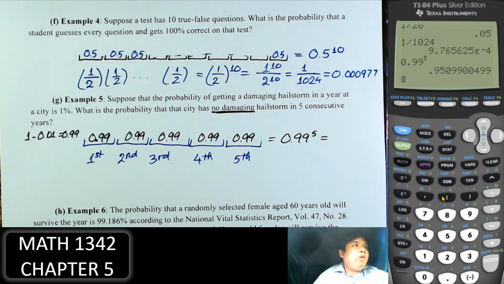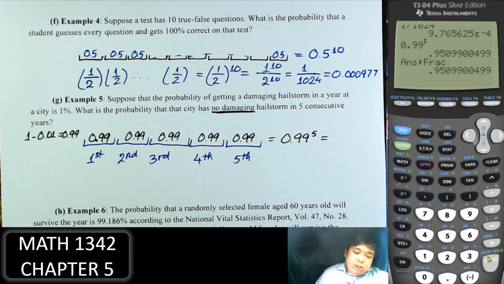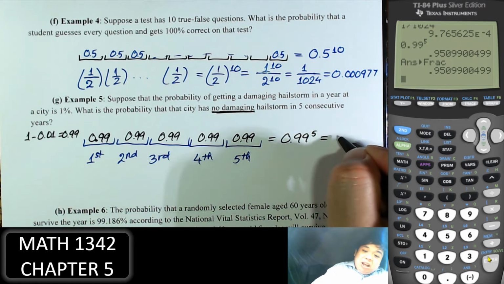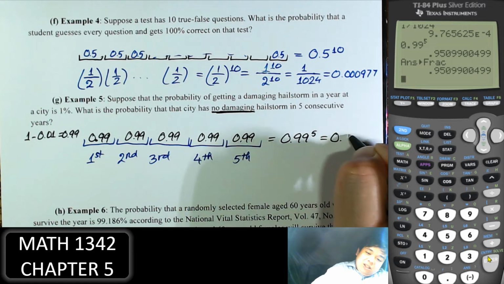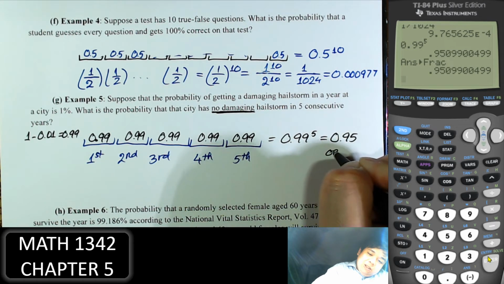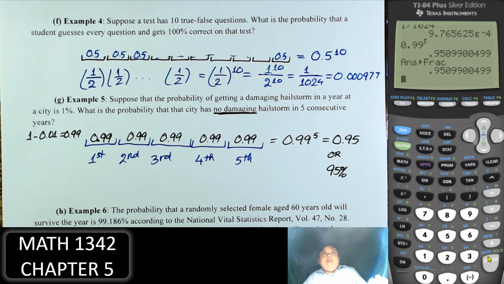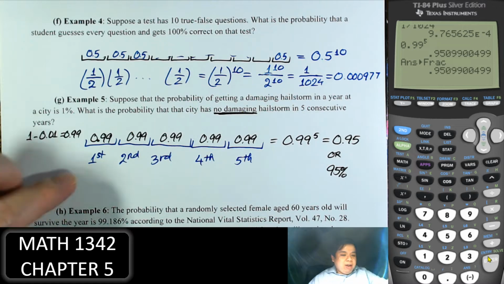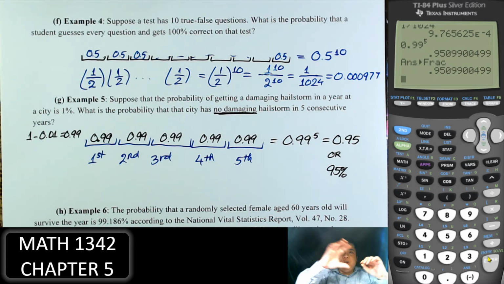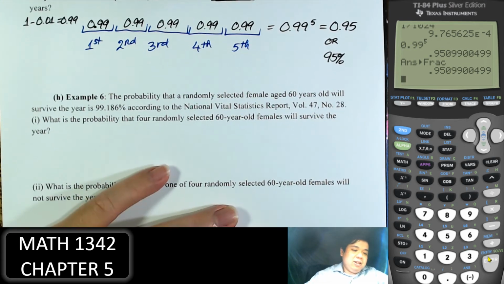Can we change this to a fraction? No, so we just leave it at that, about 95%. Right, so we just keep the slots, because if we have a tree diagram like this with 5 different stages, the tree will be very messy.